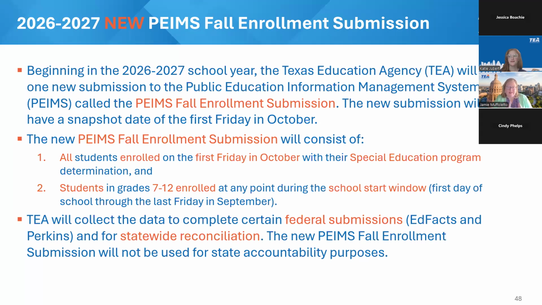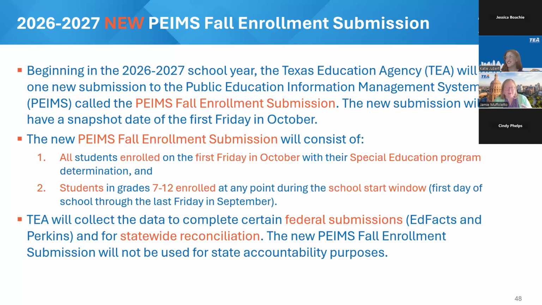The second thing we are getting are any students in grades 7 to 12 who were enrolled. So for example, in the 26-27 school year, anytime from the first day of school until the last Friday in September, which is called the school start window. What we need these kids for is that statewide reconciliation, to make sure we know that every student continued into a school or continued into another educational environment. Again, accountability is not going to join forces with us in this PEIMS fall enrollment submission. We are on our own for this.